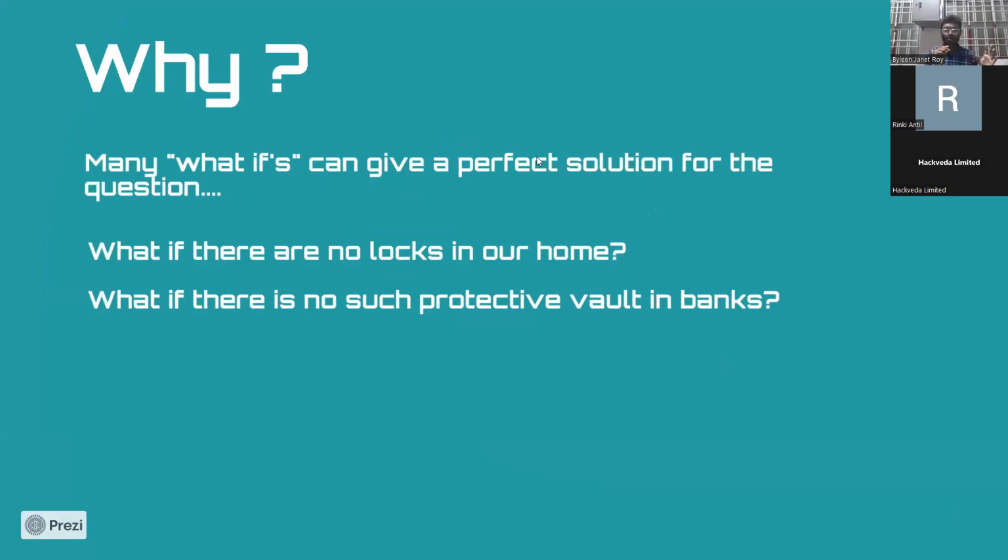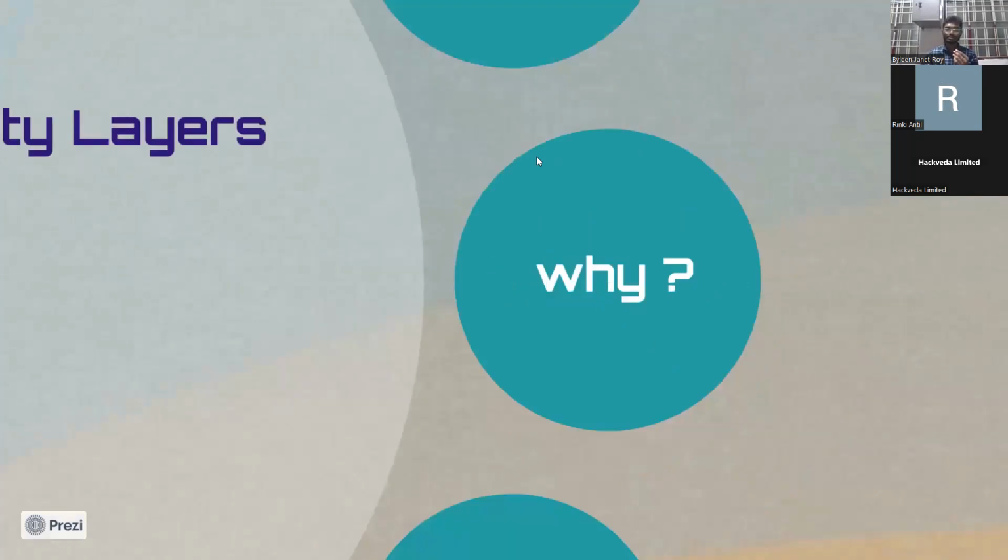What if there are no protective walls in a bank? Thieves will enter, they'll just take all the money, take all our money, and they'll just go. That is how the basic thing works, right? And we have to build a protective vault in such a way that the thieves can't enter into the vault of the bank and they can't steal. That is how the protective measure or the security layer works.